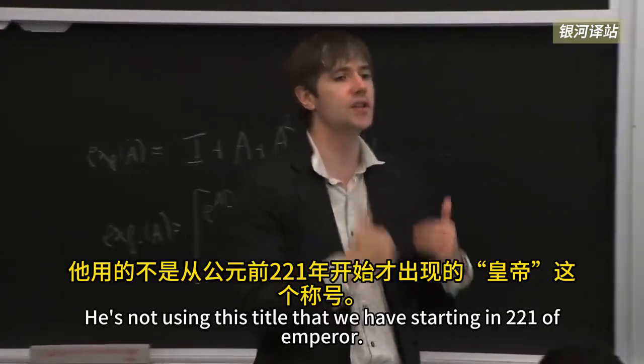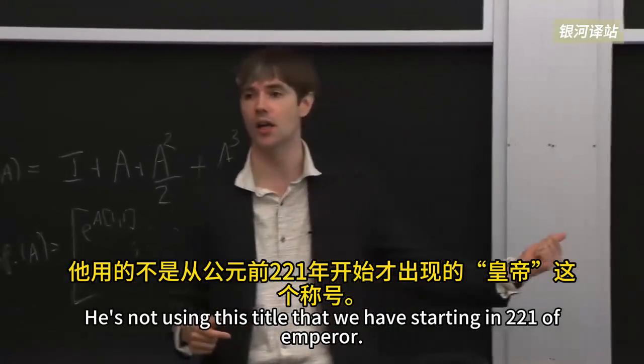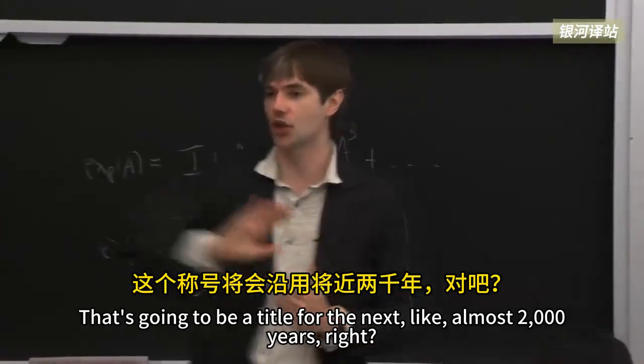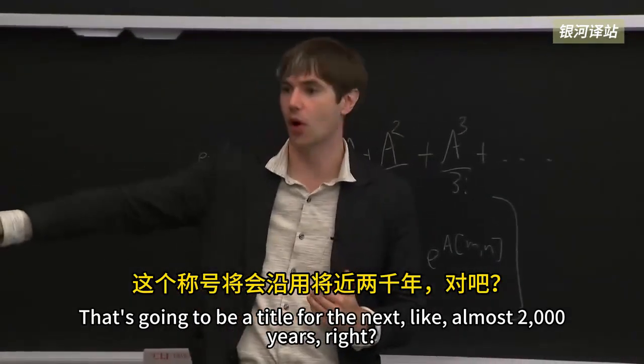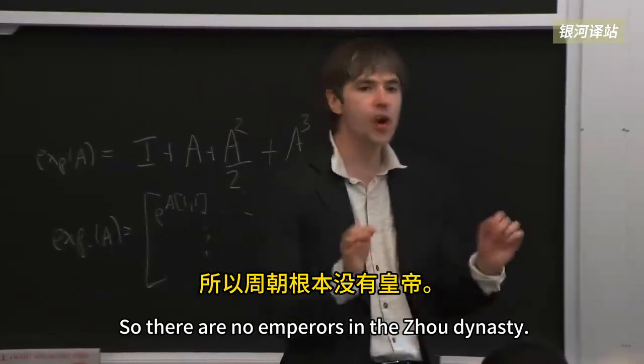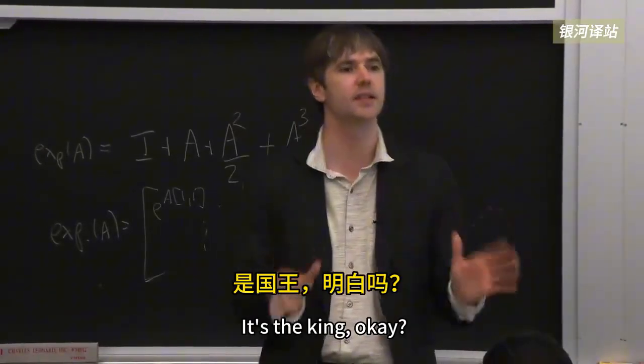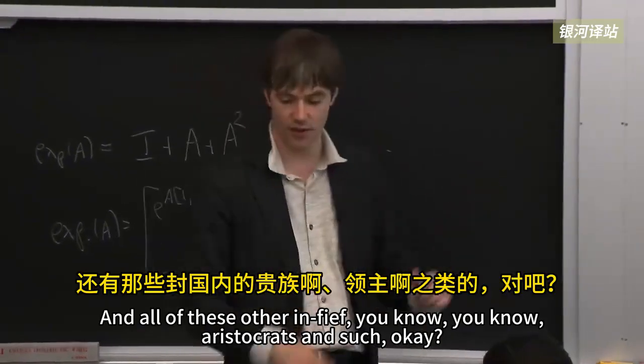He's not using the title of emperor that we have starting in 221, which is going to be a title for almost 2,000 years, for a very long period of time. So there are no emperors in the Zhou dynasty. Never call it an emperor. It's the king, and all of these other enfeoffed aristocrats and such.